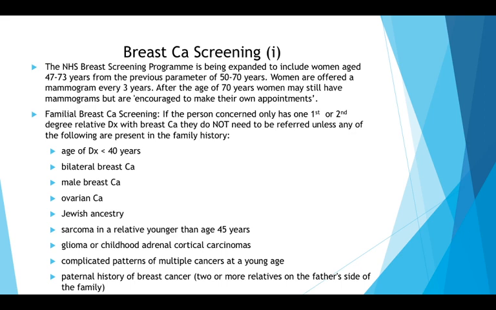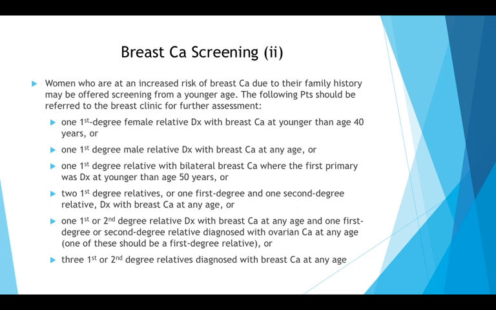So if the patient coming to you only has one first or second degree relative diagnosed with breast cancer, they don't need to be referred. However, if they've got any of the risk factors I've listed below in the family history, then they will need to be referred for screening. Then the second set to do with screening: women who are at an increased risk of breast cancer due to family history can be offered screening from a younger age. The following patients need to be referred to the breast clinic for further assessment, and you can see those there.